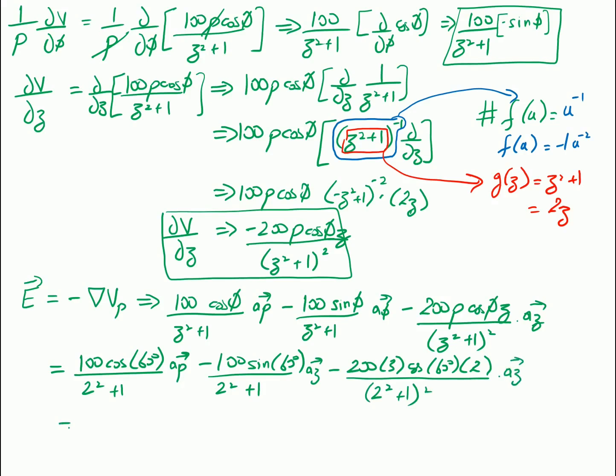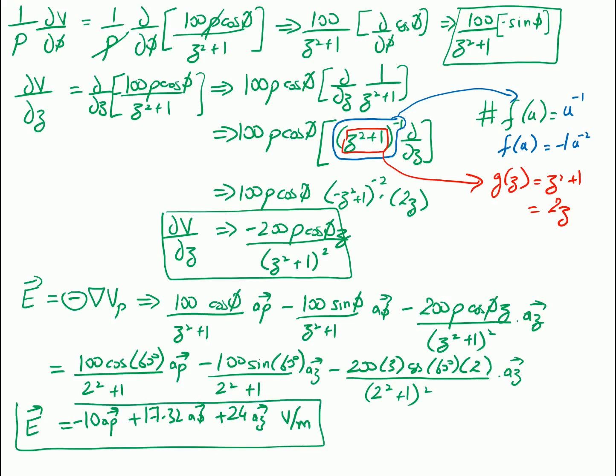Once you solve this, you get a value of 10 along a of rho minus 17.32 along a of phi and minus 24 along a of z. And since this is a negative value, we can just replace it with the electric field intensity going to be negative 10 plus 17.32 and plus 24 volts per meter. So this is the answer that I am getting. Let us see if it is correct or wrong.